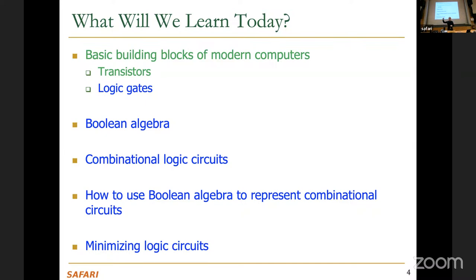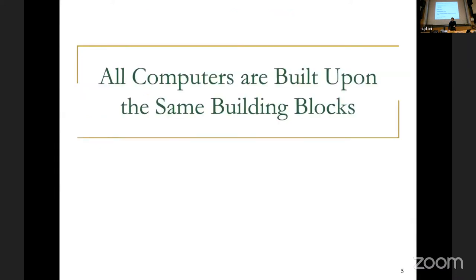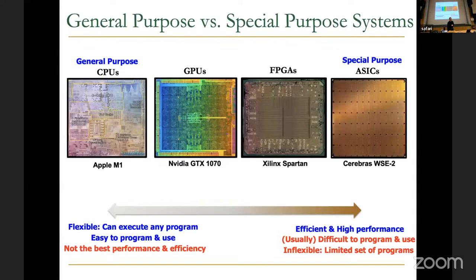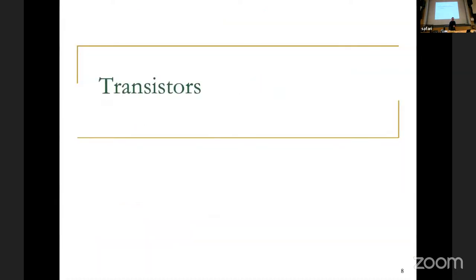We're building up, as you can see, right? We start with the transistor. And we're going to talk a little bit about the transistors also, although I'm not going to cross the abstraction layer too much, let's say. As I said, we're going to assume transistors work. Just a reminder. We said that all computers are based on the same building blocks, and these are some examples. We discussed this in the last lecture. I'm going to skip it.